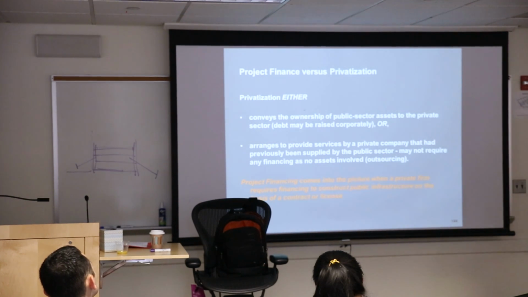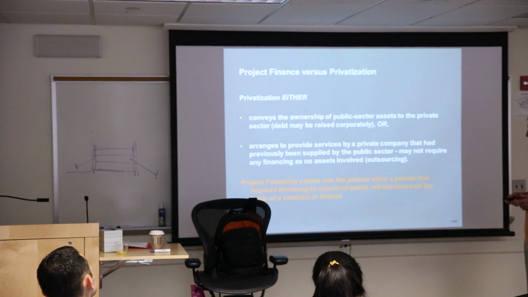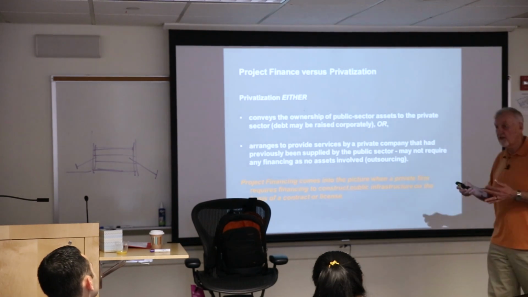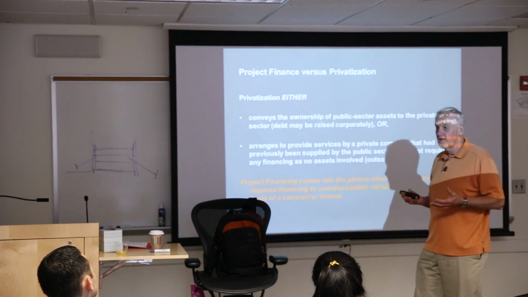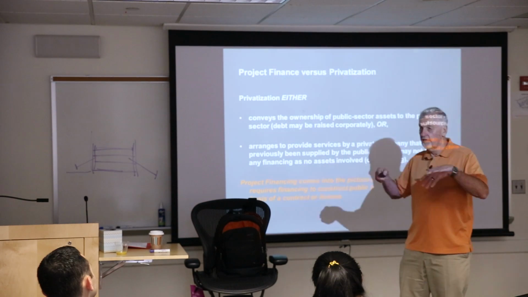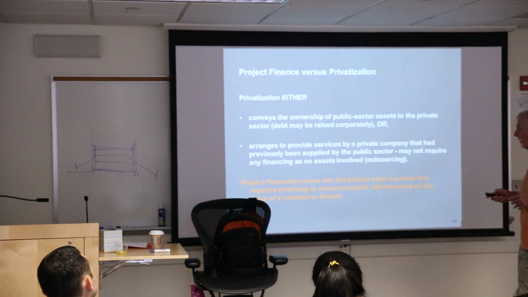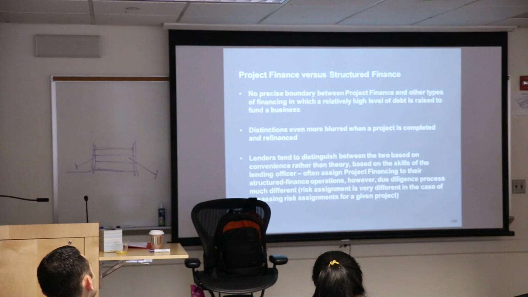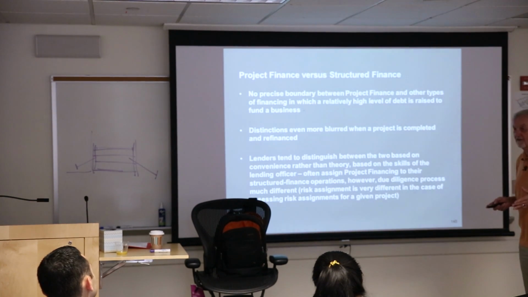And so project finance comes into the picture when a private firm requires financing to construct a public infrastructure, on the basis of a contractor license. So you have to have a concession agreement or a license of some notion to build your model of project finance. To be fair, in all finance, you never have clear boundaries.